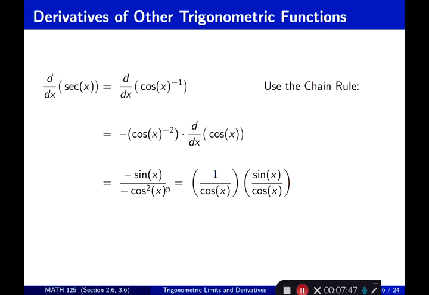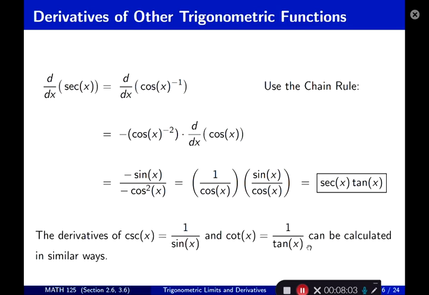The fraction hasn't changed, it's just the product of two fractions now. The first one is secant of x, the second one is tangent of x. And we just proved the derivative of secant of x is secant of x times tangent of x. The derivations of the derivatives of cosecant of x and cotangent of x are very similar, and you get the cofunctions of the derivatives of secant of x and tangent of x with a negative sign.